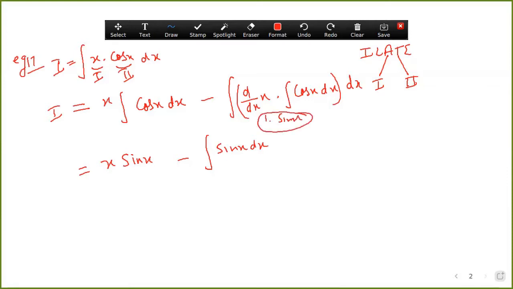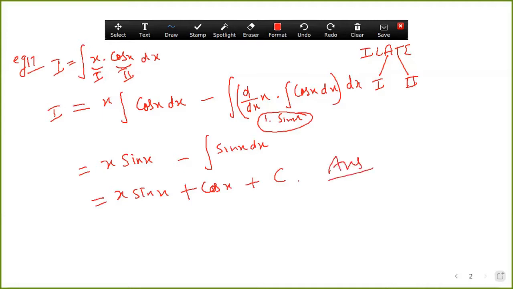Now the answer becomes x sin x minus the integration of sin x, which is minus cos x. It means you have to change the sign: x sin x plus cos x plus a constant. This is the answer.